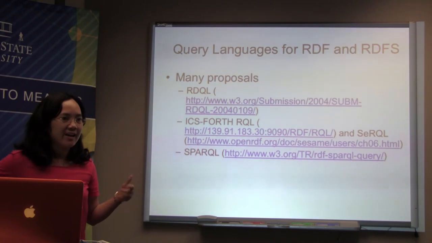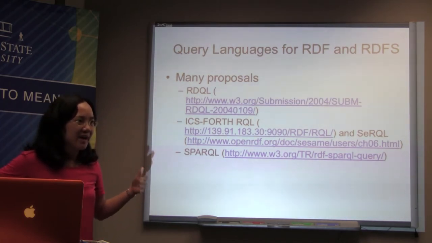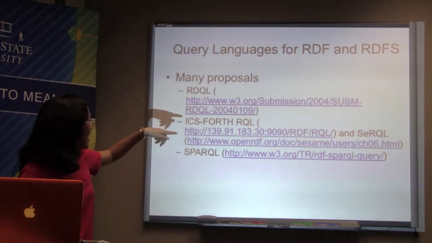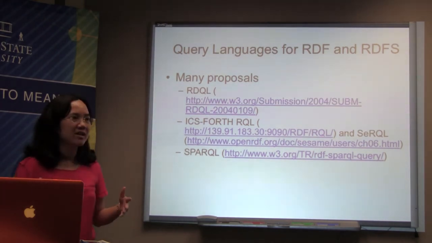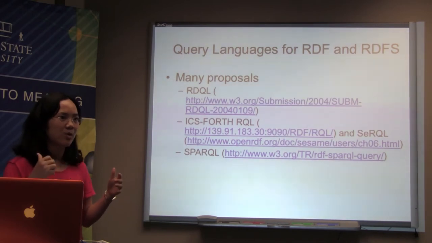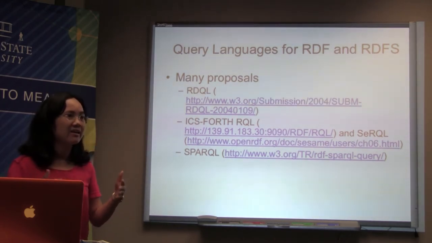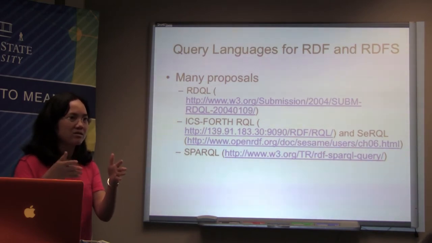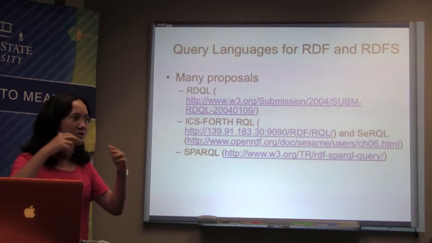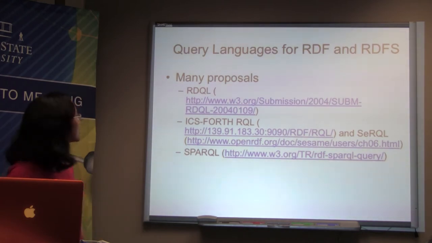For RDF and RDFS, there were many proposals for querying RDF. Prior to 2008, these were the list of candidates. Some of them are RDQL or SERQL. The basic idea is similar to the structured query language, SQL, but they extend those query languages to support the querying of RDF. The difference between SQL and SPARQL, or any of these languages, is that the RDF query language supports path queries, where we need to specify the path within the graph. And a path means a set of triples that are connected. But we are not going to go over any of these languages. We just need to know some of the names of those.